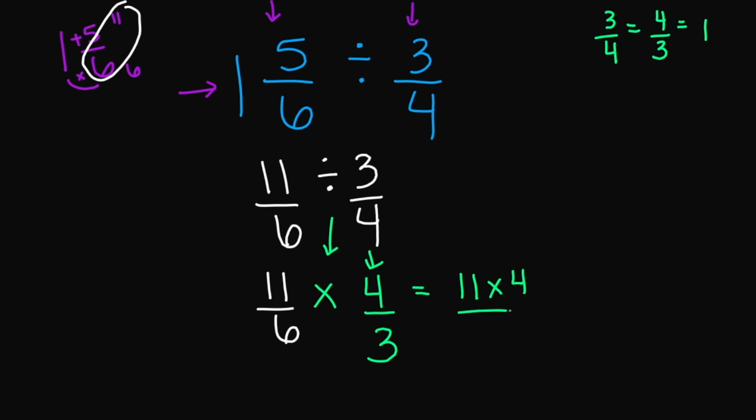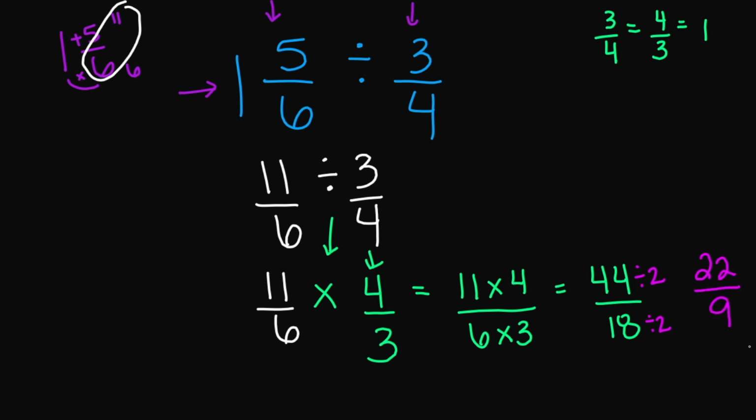So my numerator, we have 11 times 4. And then my denominator, we have 6 times 3. 11 times 4 is 44. And 6 times 3 is 18. I can simplify my 44 over 18 because the number 2 goes into both numbers. 44 divided by 2 is 22, and then 18 divided by 2 is 9.